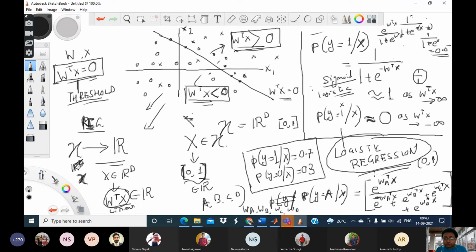Now, that may cause a bit of confusion, because so far I had motivated this kind of logistic function.